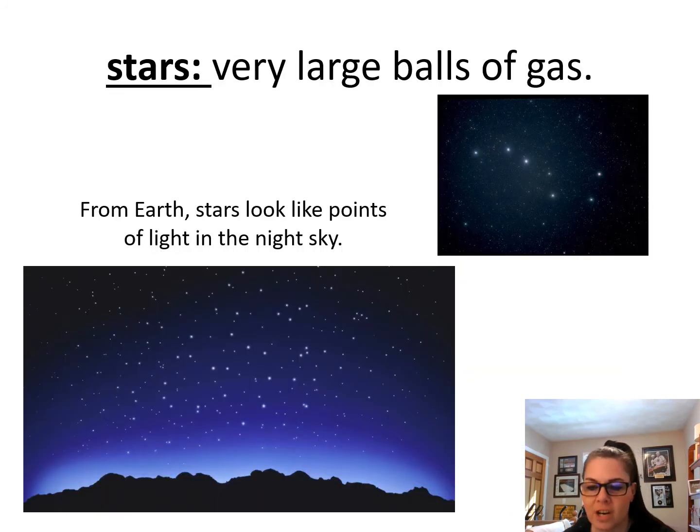Our next word is stars. Everyone say stars. A star is actually a large ball of gas. It's burning. It doesn't look like that in the sky, but that's what it actually is. From Earth, the stars look like points of light in the night sky. Sometimes you can see lots and lots of stars in the sky, and other times you can't see very many, but they're up there even when we can't see them.